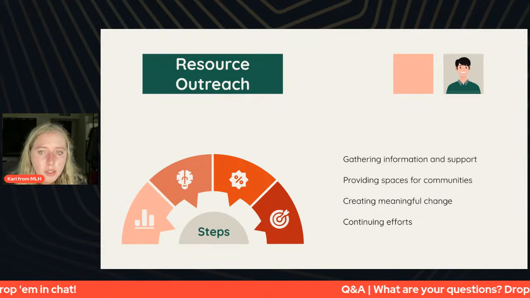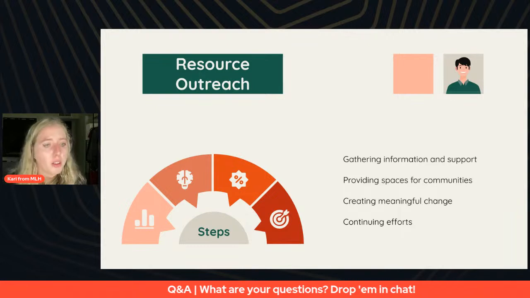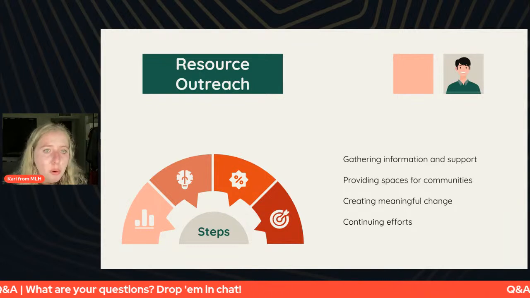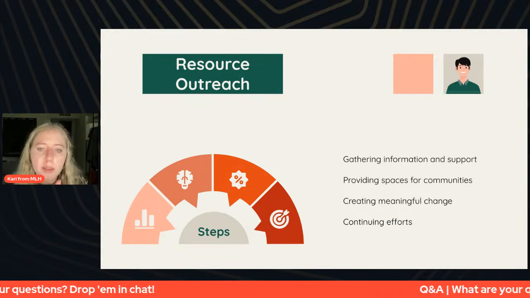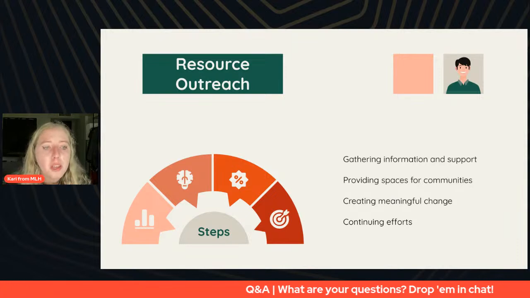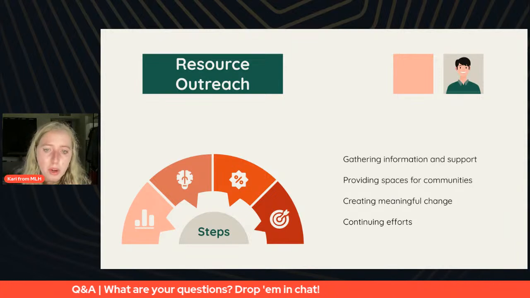So yeah, let's talk about resource outreach. One of the things that you can do is just be a trove of knowledge and a trove of information. Gather information and support for others. Provide safe spaces for communities that you're a part of. Create forms of meaningful change. It might feel small to you, but it won't necessarily feel small for someone else.